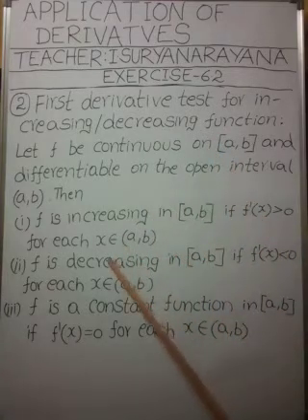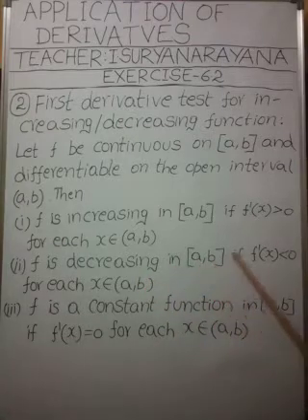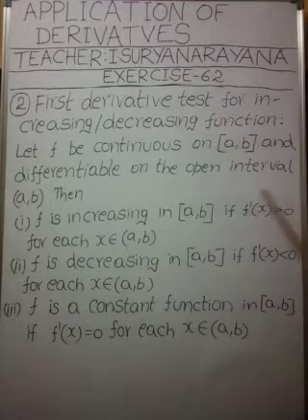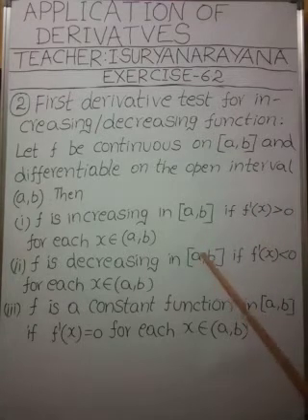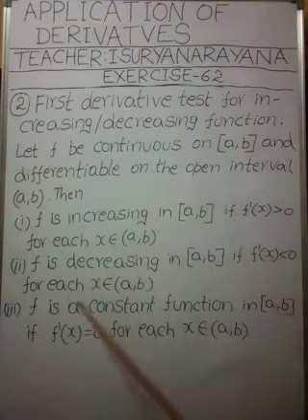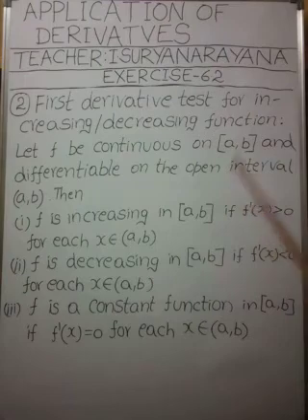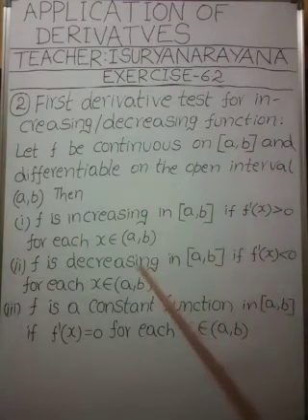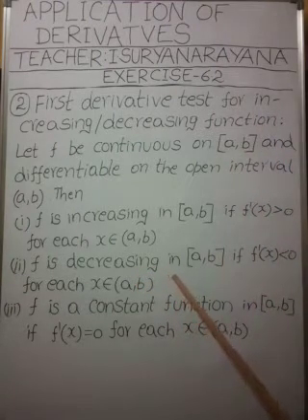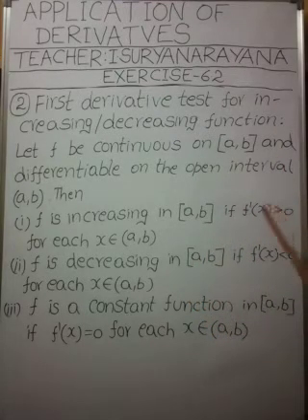In the opposite meaning, second point, f is decreasing in the closed interval a comma b if f dash of x is less than 0. If you substitute the values between these two numbers in f dash of x, if you get less than 0, means a negative value, for each x belongs to the open interval a comma b, between these two numbers. Okay, my children, understood? Then the function is said to be a decreasing function. So on the whole, the derivative of the given function is very important.